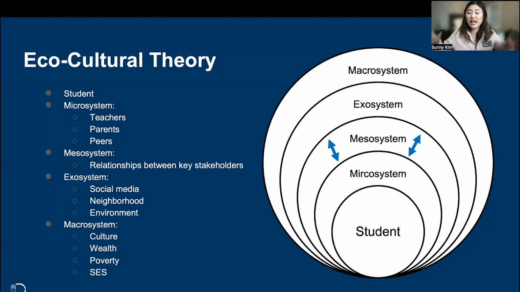And then at the very outer layer is what we call the macrosystem. The macrosystem is looking at culture, wealth, poverty, socioeconomic status, just those external factors.